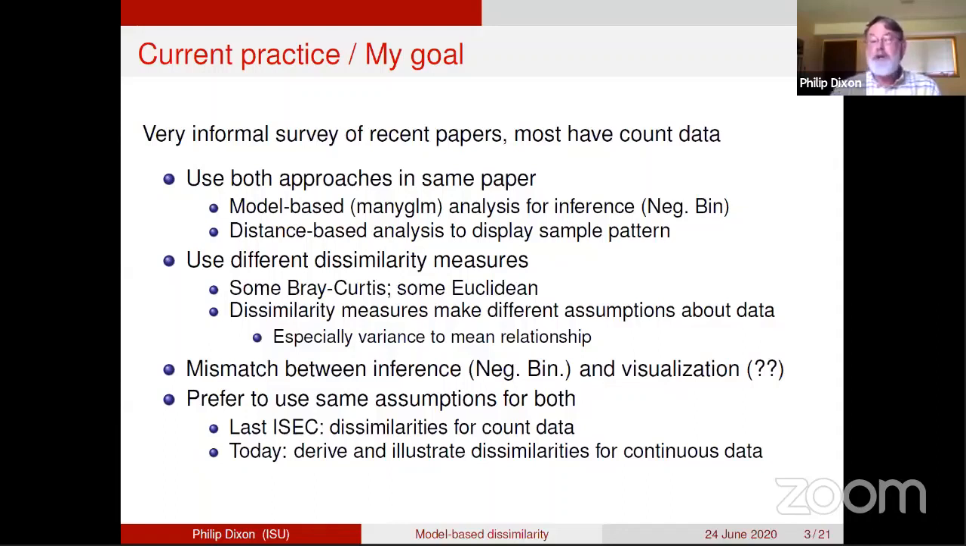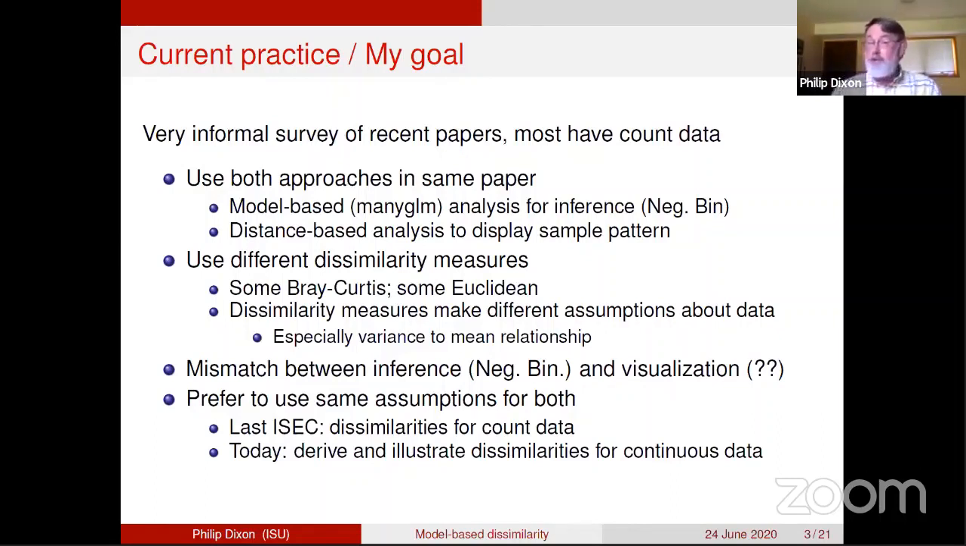That's because dissimilarity measures make assumptions about the data, as again, David Warton has shown, especially about the variance to mean relationship. What bothers me is that the dissimilarity measures that people are using for visualization make different assumptions than have been used in the model-based analysis. So there's a mismatch. I would prefer that an analysis using two different approaches at least uses the same assumptions for both sets of data.